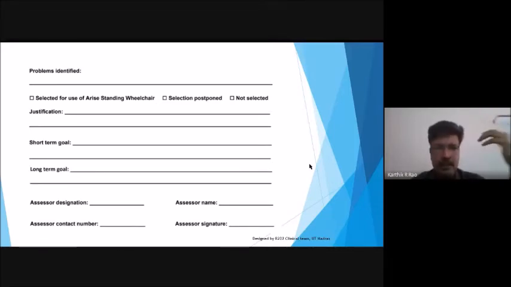And then you justify the reason for that, as well as you note down what could be the short-term goal, to be able to maintain sitting, or to be able to move from sit to stand and things like that. And what is the long-term goal? What can be expected from using the wheelchair? And then we give the assessor details there.